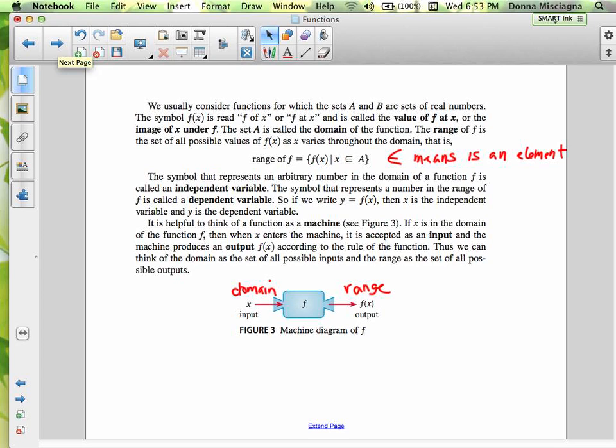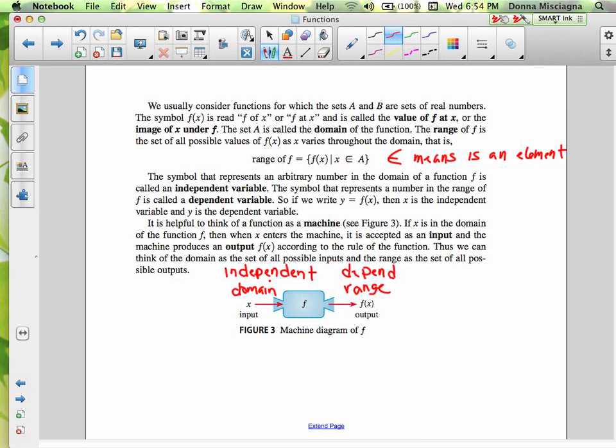It's typically our y values. Right? Usually y is going to be our variable for our output, and x is going to be our variable for the input. The symbol that represents an arbitrary number in the domain of a function f is called an independent variable. So x, which is the input, or our domain, is the independent variable. The symbol that represents a number in the range of f is called a dependent variable. So f of x, which is our output, which is our range, is the dependent variable. So y depends on what we plug in for x.